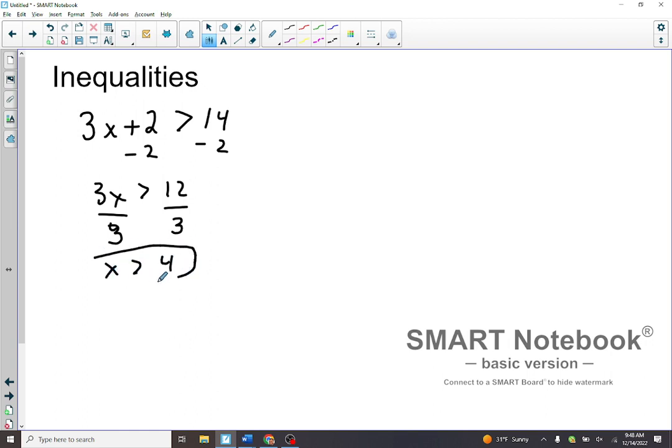So the math itself is exactly like an equal sign, but instead it's that, and then we're going to have to make a number line. So it's 4 in the middle. Open to the right. This is going to be an open circle because it's just greater than. If it's greater than or equal to, it will be a closed circle. So open circle. X is bigger than 4.